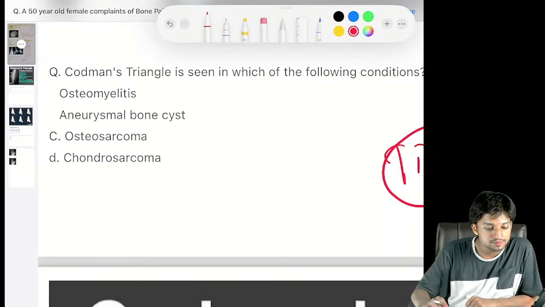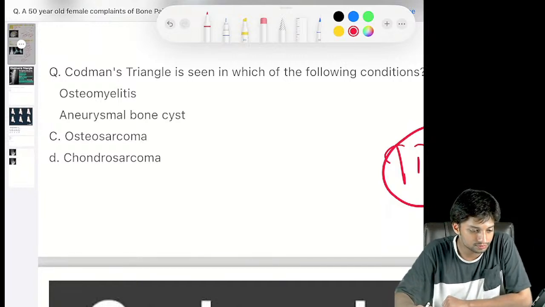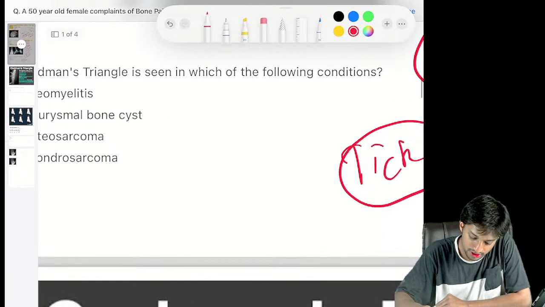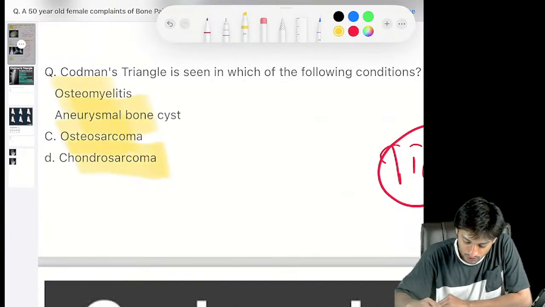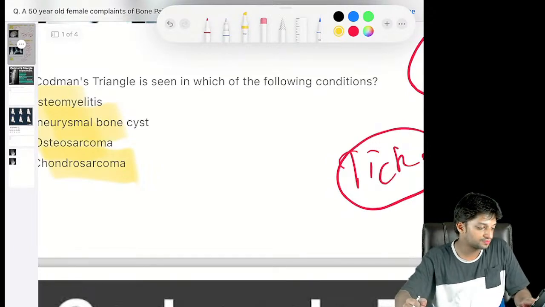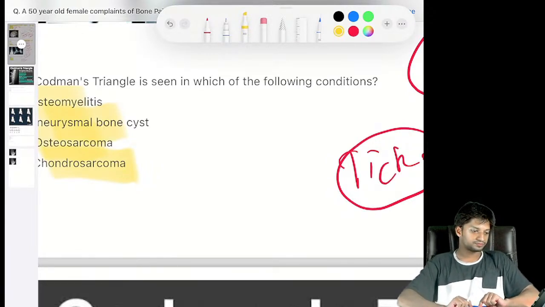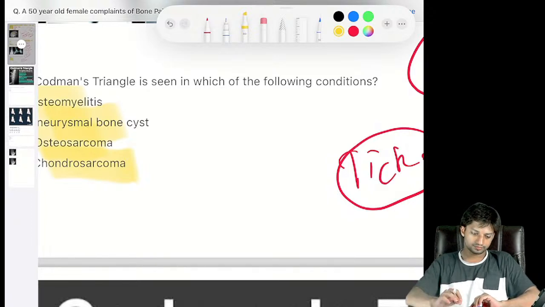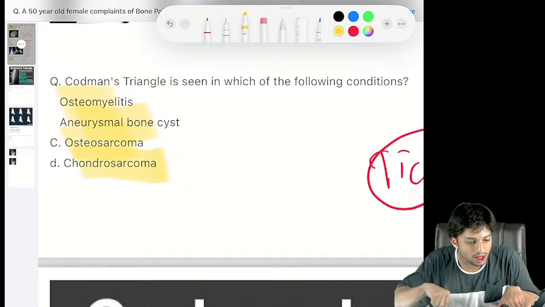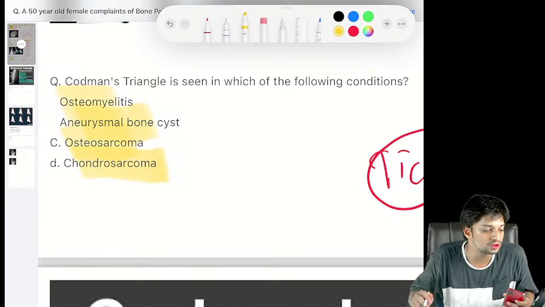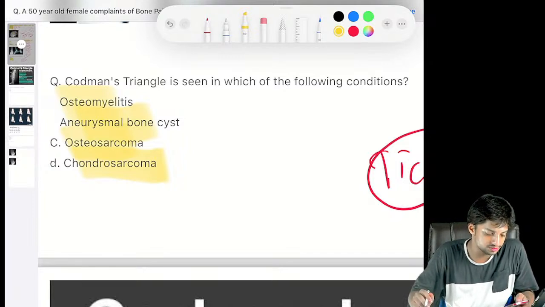So moving ahead to the next question. Chalo. Now, Codman's triangle is seen in which of the following conditions? Tell me: osteomyelitis, aneurysmal bone cyst, osteosarcoma, chondrosarcoma. So, tell me, Codman's triangle, where can you see this? Tell me, others please also answer. Saichand Madhugula, you have answered very good, correctly. And please others attempt answering the question. It will be very helpful if you guys attempt answering questions.